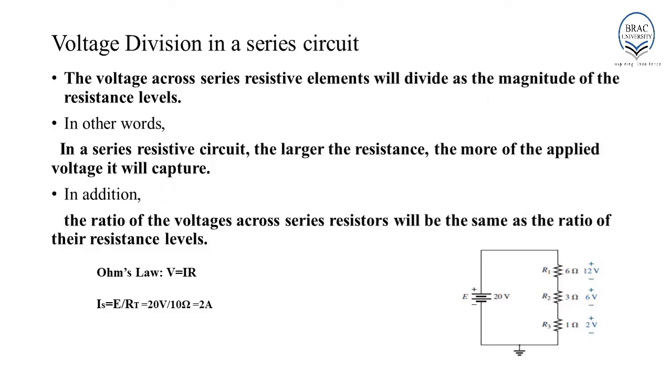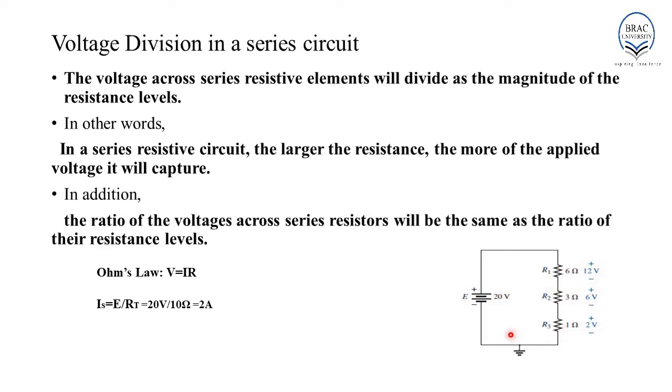Voltage division in a series circuit. We know that according to Ohm's law, V equals IR. That is, if I is constant, then V is directly proportional to R. Now, let us consider this circuit. Over here, we have three resistors, R1, R2 and R3. We can see that these three resistors are connected in series. Therefore, the total resistance of this circuit is RT, which is equal to R1 plus R2 plus R3. In this case, that will be 10 ohm.